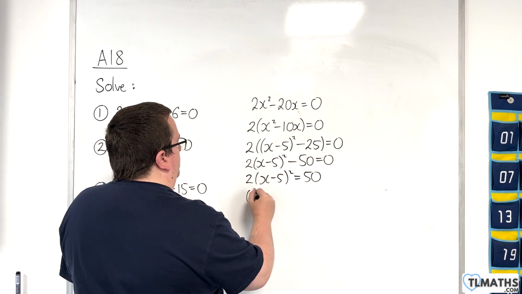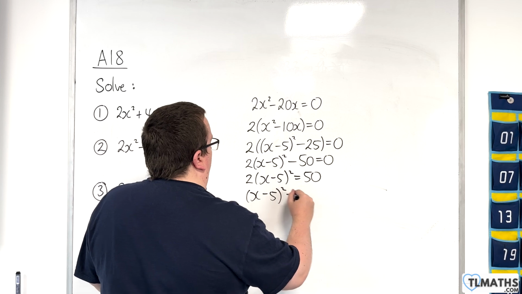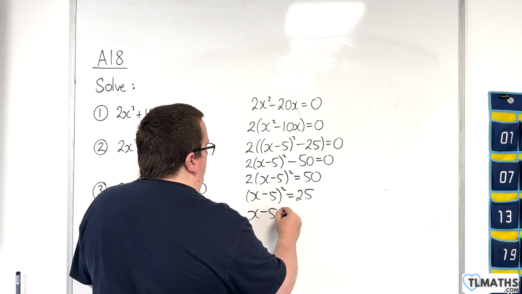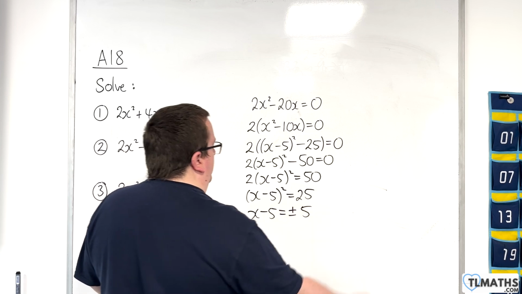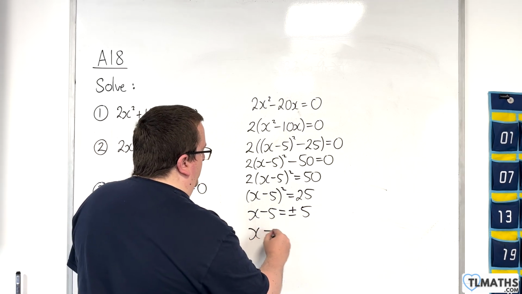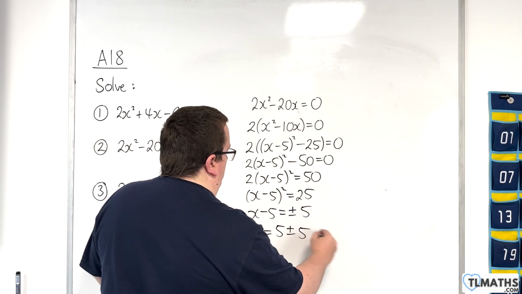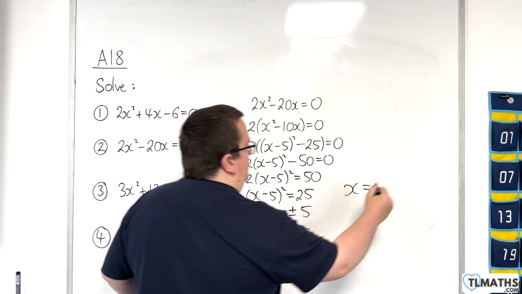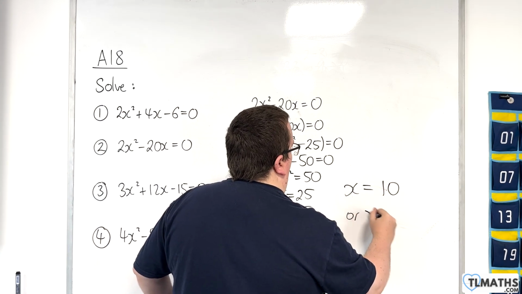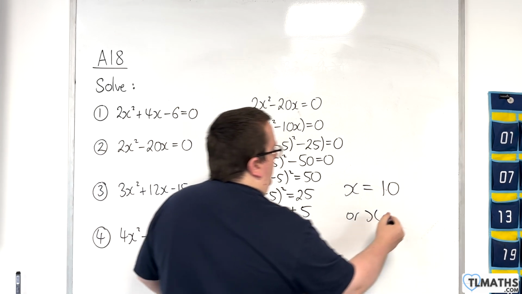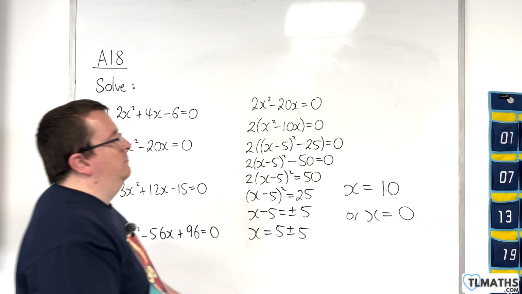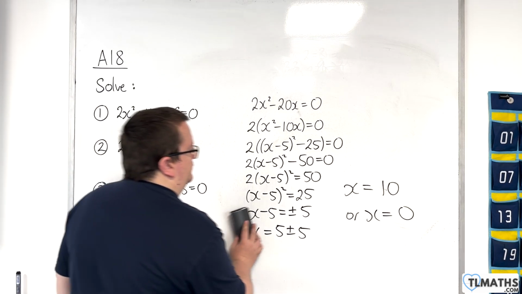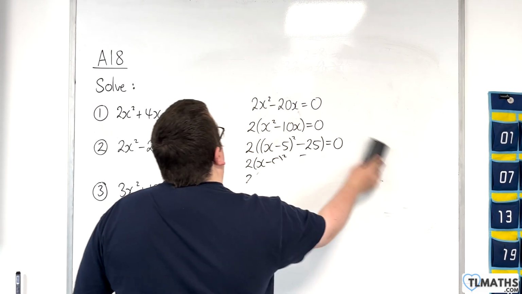Divide through by 2. And then square root both sides. So x take away 5 is plus or minus 5. And then add the 5 to both sides. So we get x is equal to 5 plus 5, so 10, or x is equal to 5 take away 5, so 0. Right, so that's number 2.